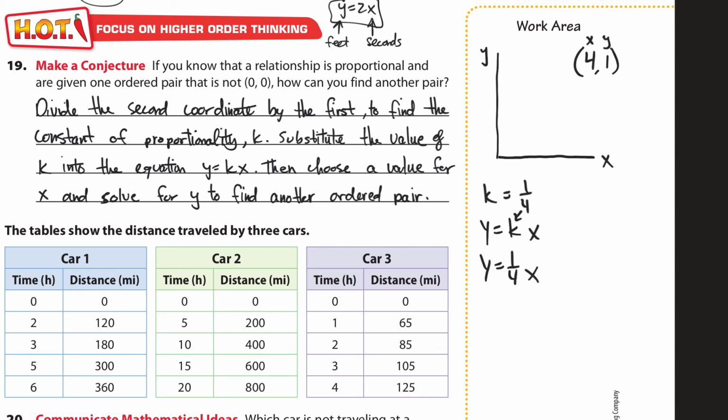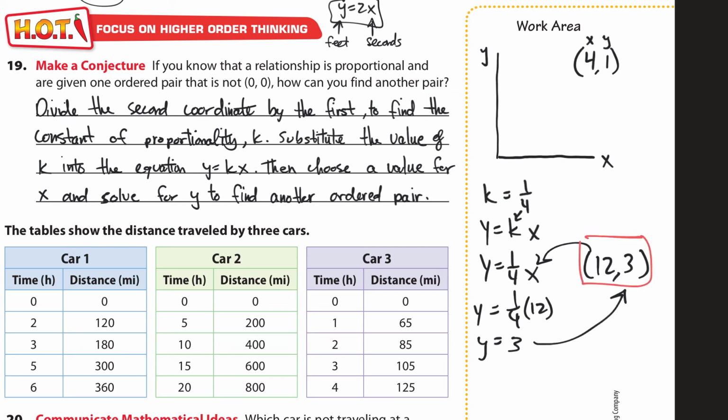Then you choose a value for x. I'll choose 12 because that sounds like it's going to be pretty easy. So if I have 12 for x, then what will y be? Well, I put 12 in for x. 1/4 times 12 is 1/4 of 12, which is the same as 12 divided by 4, which is 3. So y would be 3. And there you go, you found the other ordered pair. Full example.